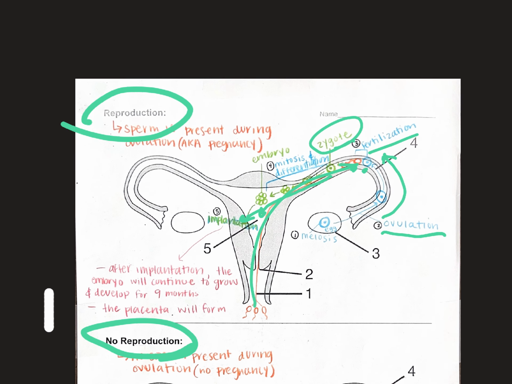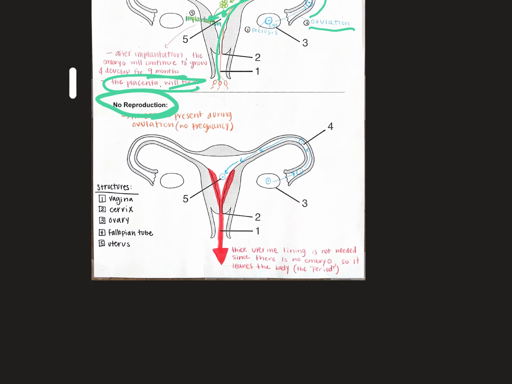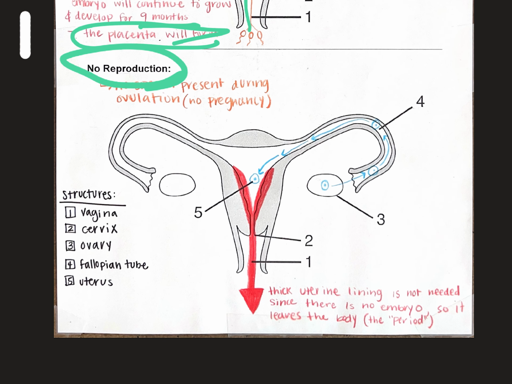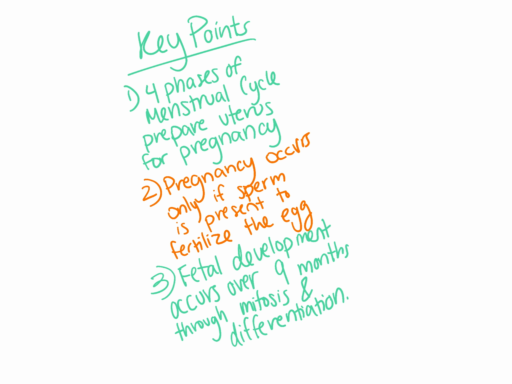After implantation, the embryo will continue to grow and develop for 9 months, and as we said, the placenta will form. If no reproduction was occurring, that would be because there was no sperm present during ovulation. So that would mean that ovulation would occur, the egg would travel through the fallopian tube, get to the uterus, and then the luteal phase would happen, and the uterine lining would shed and release the egg out of the vagina.